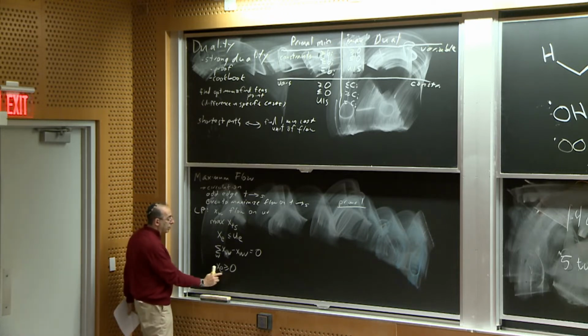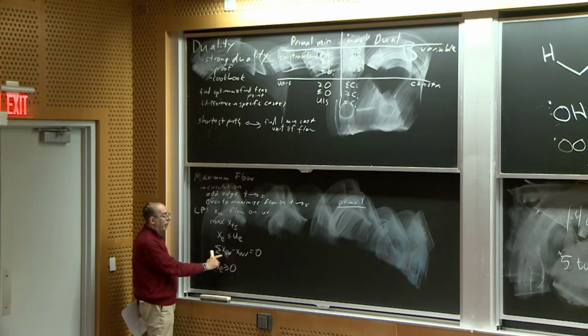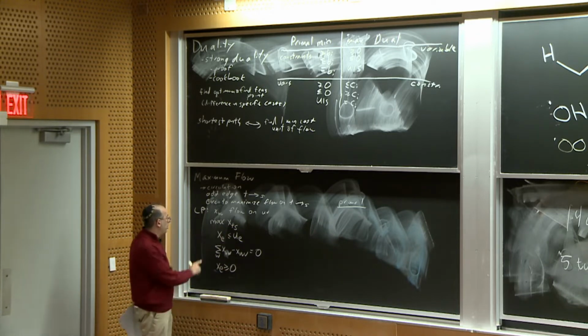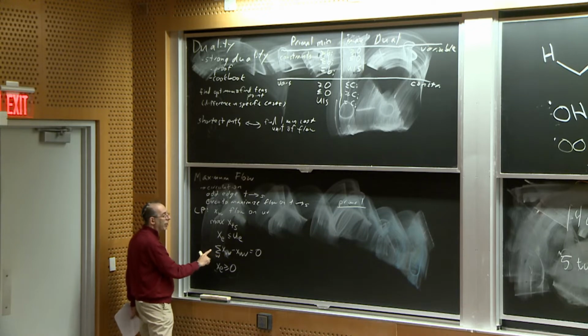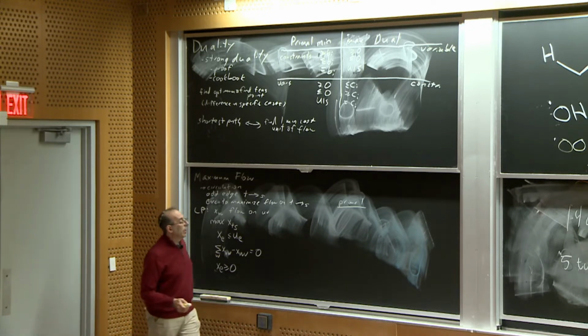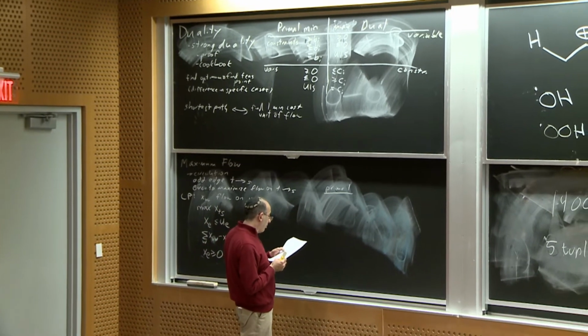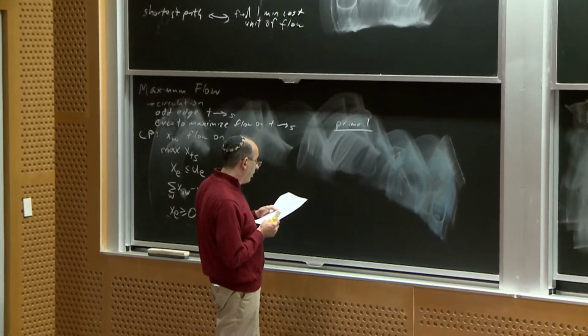In LP language, we don't think of this as a constraint. It's a sign restriction on the variable, so we don't turn this constraint into a variable in the primal. But these two we do. So we have two different kinds of constraints, and I'm going to use different variables for those different kinds of constraints.